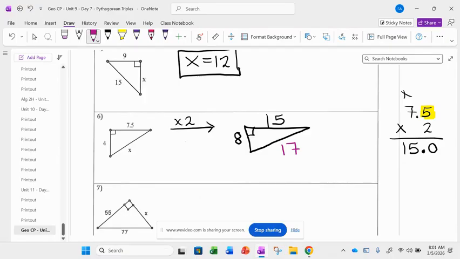17 is not my answer. It's not my answer because from the original triangle, I enlarged it. I multiplied by 2. So now that I have my bigger triangle and I have that missing side is 17, I have to now go back to my original triangle. Well, if I multiplied by 2 to get to my new triangle, what do you think I have to do to get back to my old triangle? Divide by 2. And what we can do is just write 17 over 2 and leave it just like that as an improper fraction.